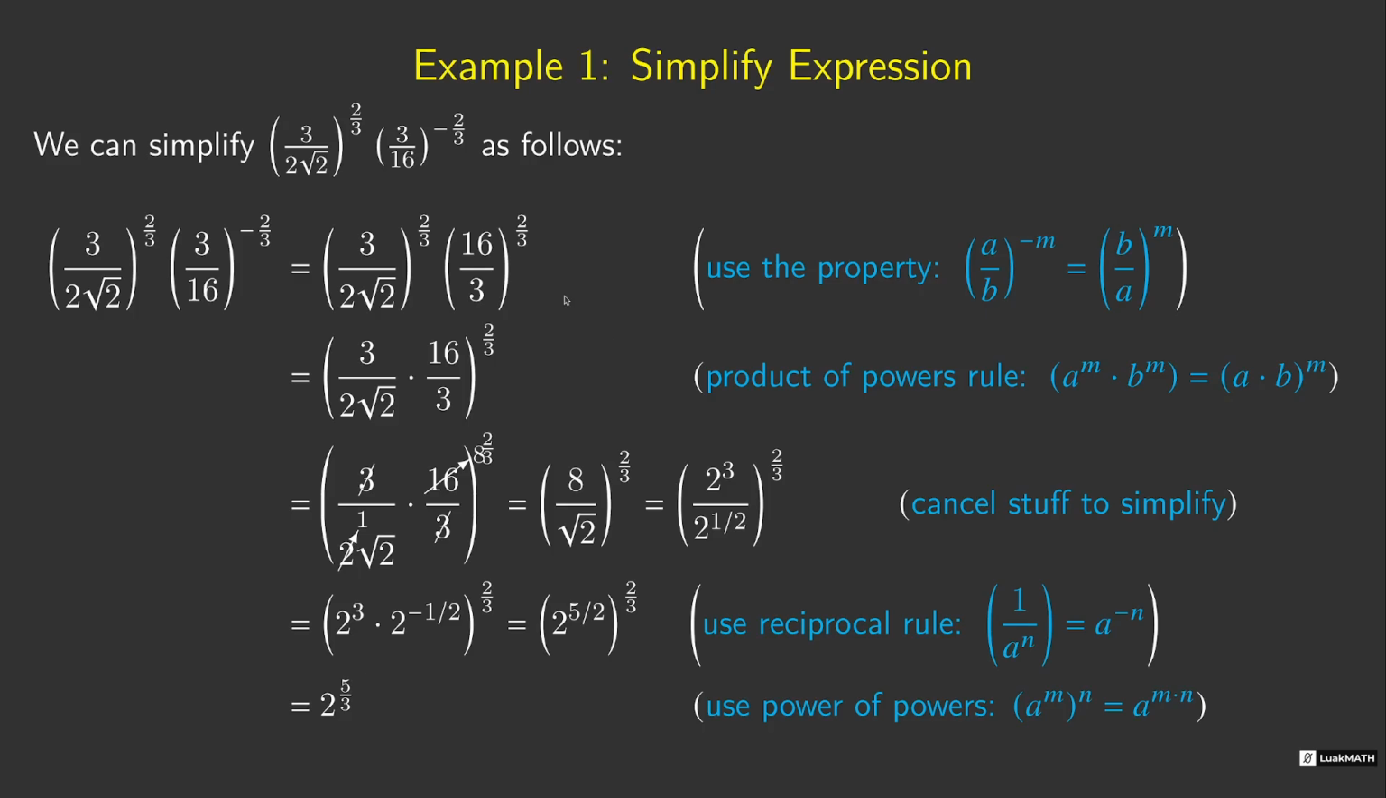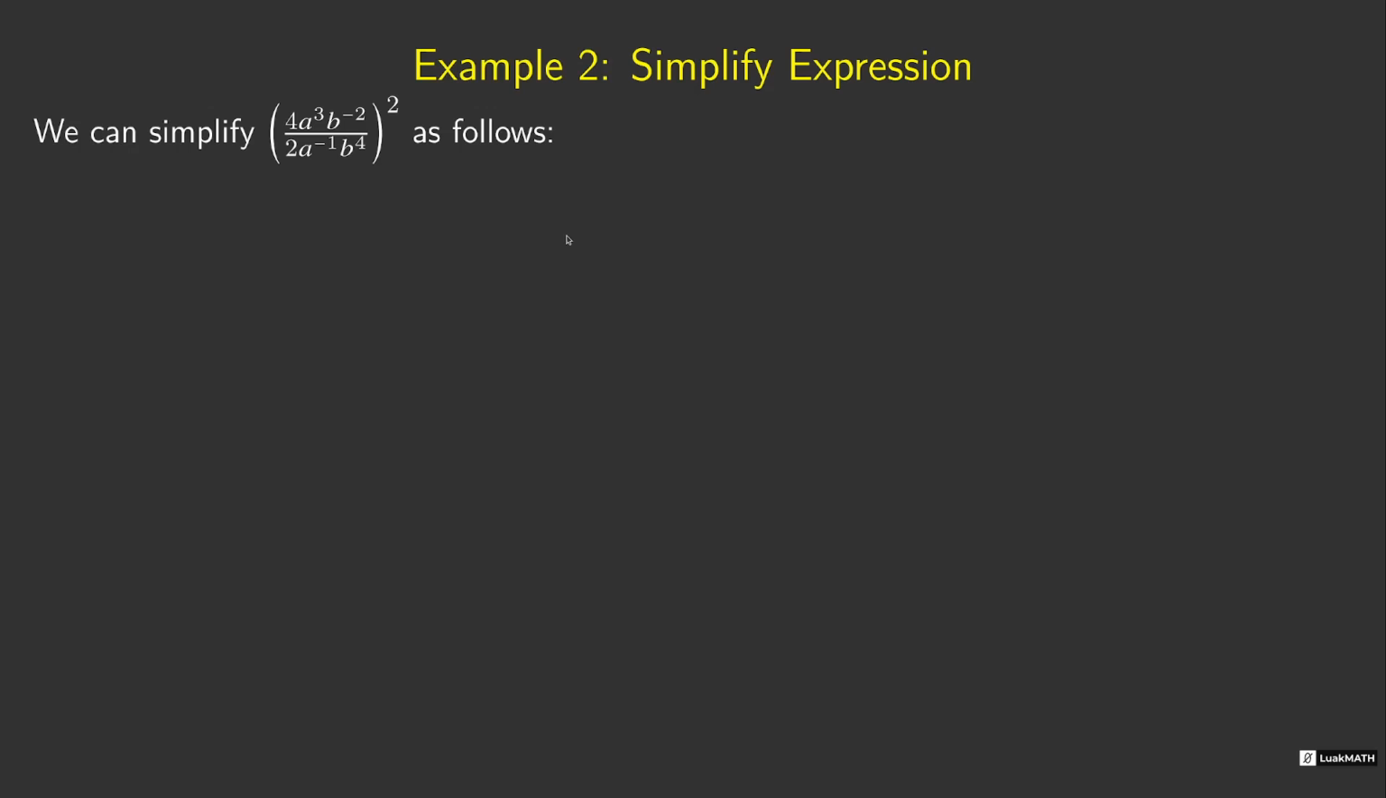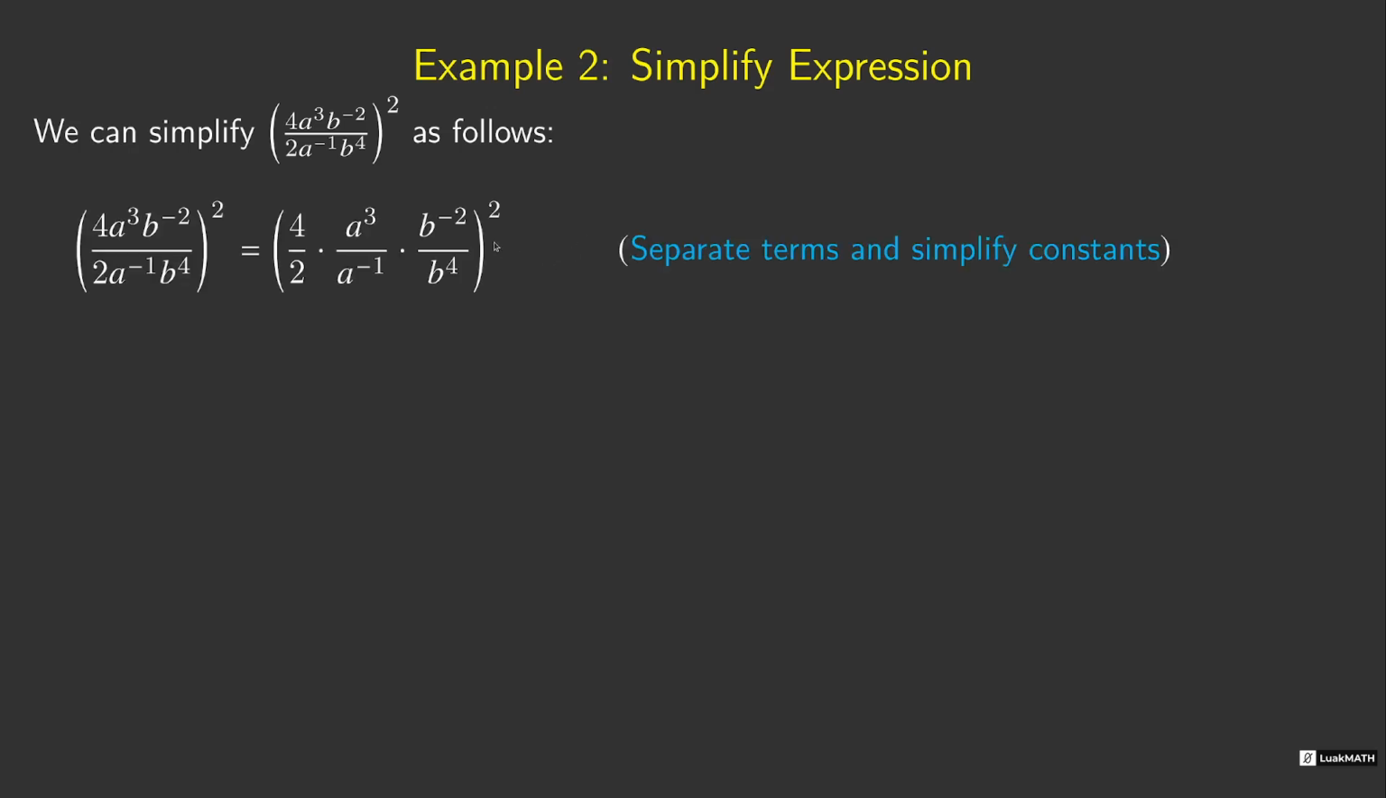Okay, let's move on to example 2. We can simplify this expression as follows. You can see here I have a bunch of things. I have constants. I have 4, 2, so those are constants. I have a's. In the numerator I have a cubed. In the denominator I have a raised to minus 1. In the numerator I have b raised to minus 2. In the denominator I have b raised to 4. It's very messy when you look at everything together like this.